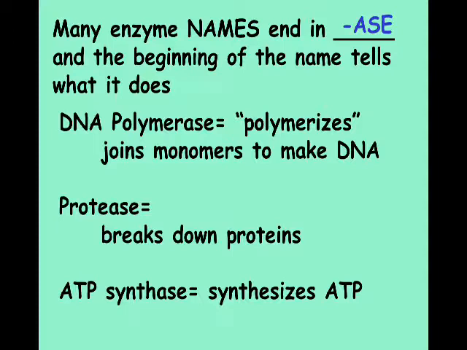For example, we're going to learn about an enzyme this year called DNA polymerase. The ASE at the end of the word tells you this is an enzyme. And the beginning of the name tells you what it does. It's making a DNA polymer. Remember, joining those little monomer units, those little nucleotide units to make a DNA. The enzyme that does that is DNA polymerase. Right now, if you have food in your stomach and in your digestive tract, you have protease enzymes that are working to break down the proteins. Their ASE at the end tells you it's an enzyme.